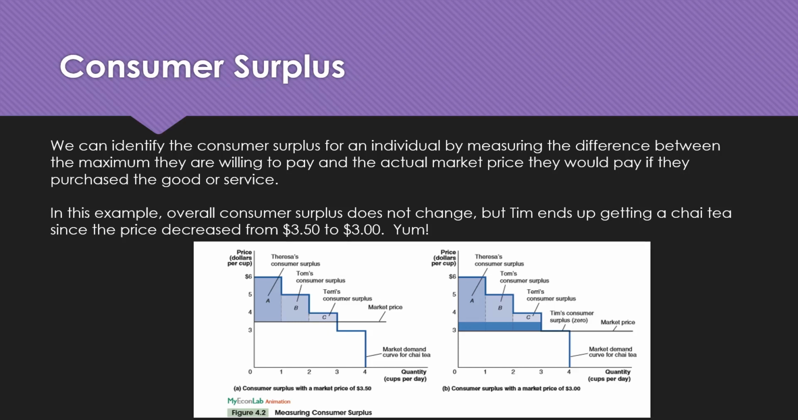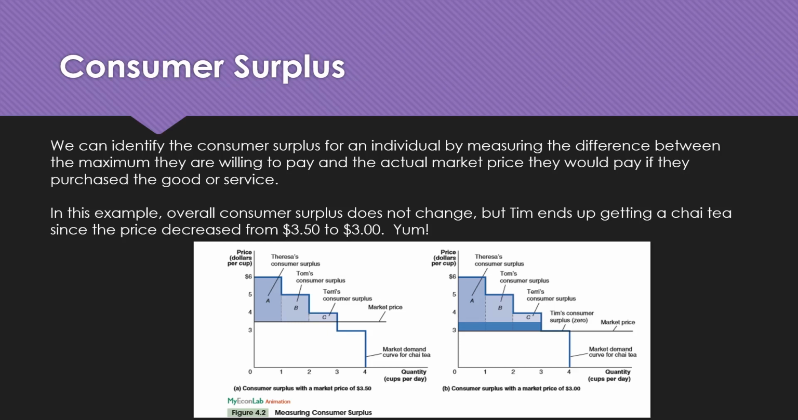At $3.50, Teresa, Tom, and Terry are all going to buy chai teas. Why is that the case? Because Teresa was willing and able to pay $6 for that chai tea. But is she going to pay $6? She's not going to pay $6. She's going to actually pay $3.50.